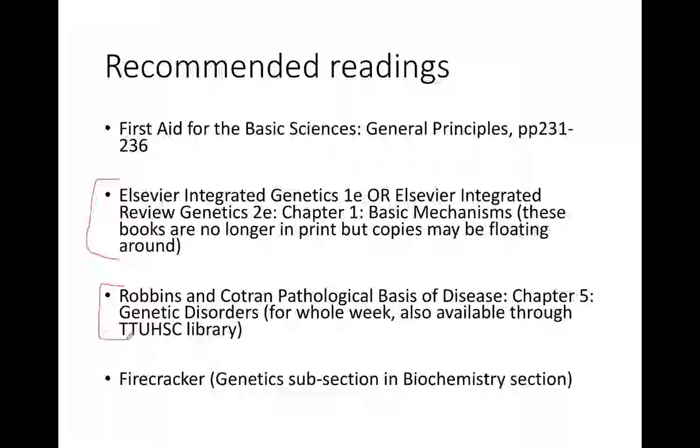Robbins, the big Robbins or even the small Robbins, Pathologic Basis of Disease, has an entire chapter. And the nice thing there is that you can get that for free through the library. And I've obviously reviewed all of the Firecracker content, and I find it to be pretty sufficient for everything that you're going to need to know.